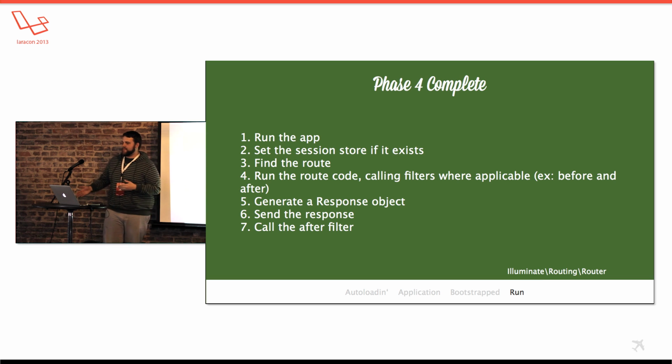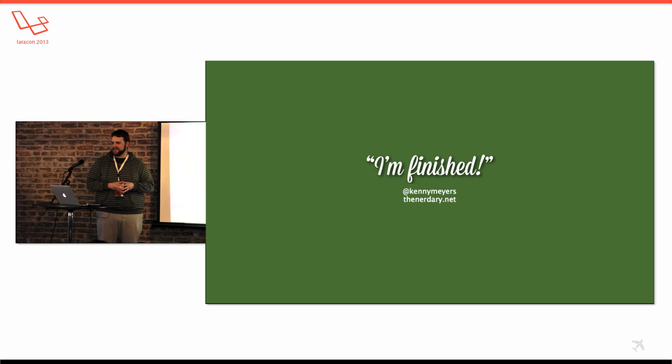So again, it'll run the app. It'll set the session store if it exists. It finds the route. It then runs the route code, calling filters where applicable. It generates a response object. It sends the response, and then it calls the global after filter. It also calls the global before filter before it finds the route itself, so make sure that's not wasted time. And that's it. That is essentially the request cycle.